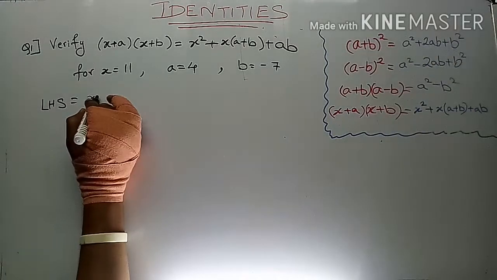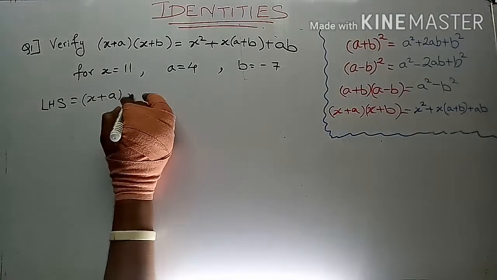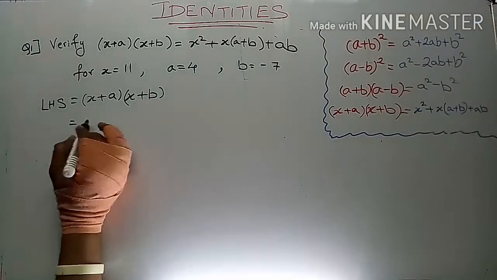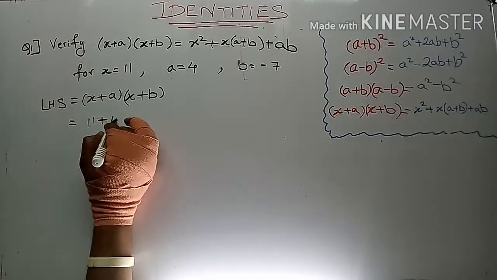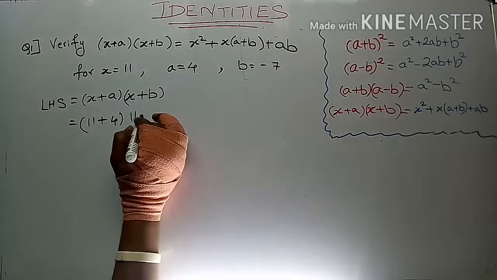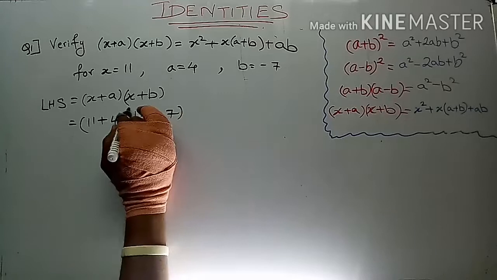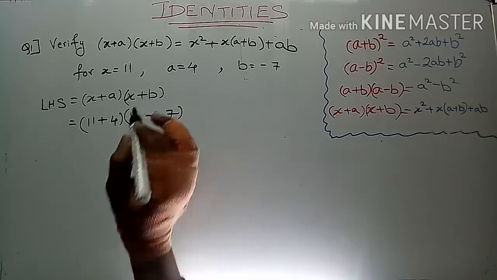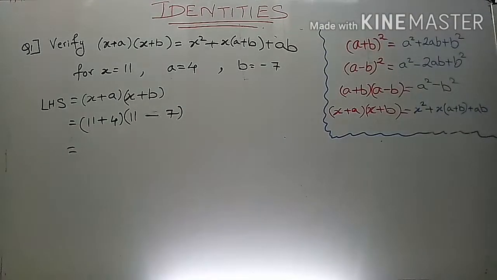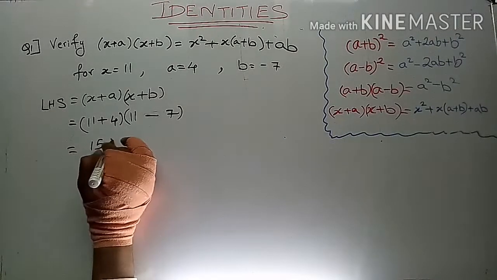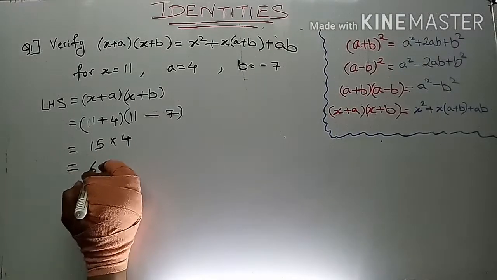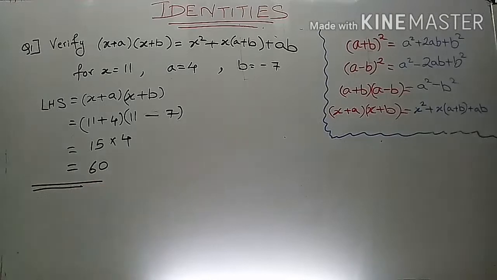LHS is x plus a into x plus b. That means 11 plus 4 into 11 plus or minus 7, which is nothing but 11 minus 7. That gives me 15 multiplied by 11 minus 7, which is 4, which gives me 60. So my LHS is this.